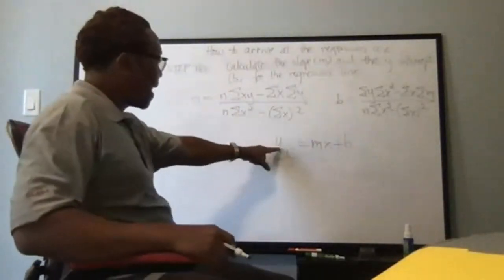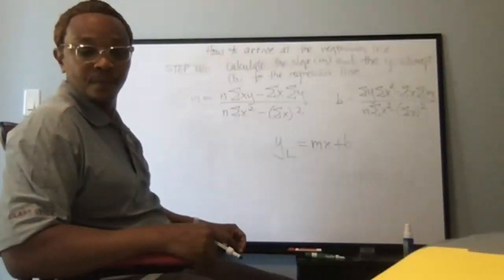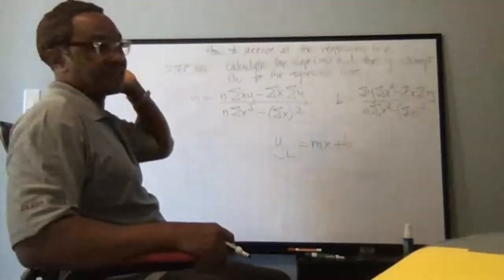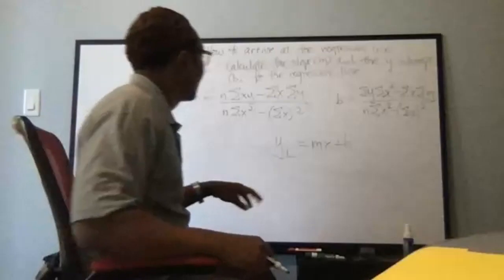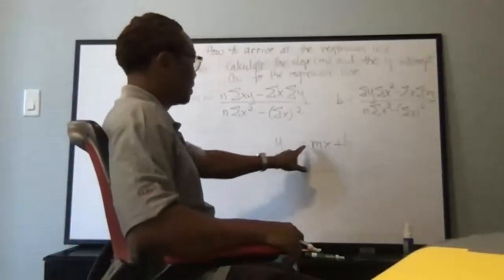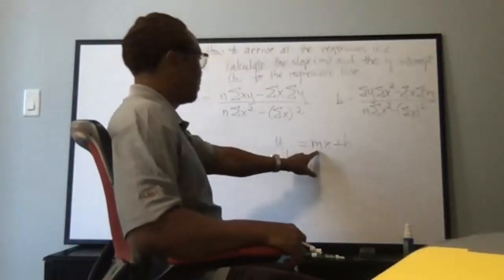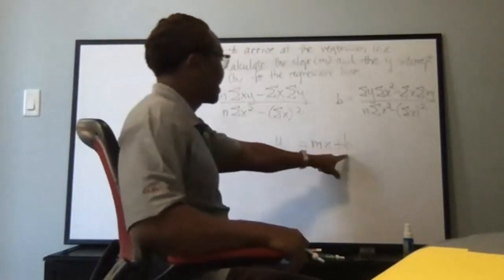So we're trying to get step 3. I'm sorry, is that step 3 or are we still in step 2? All of this we're doing is step 2. So we're trying to get to y sub L equals mx plus b. We've got to calculate this m, calculate this b.